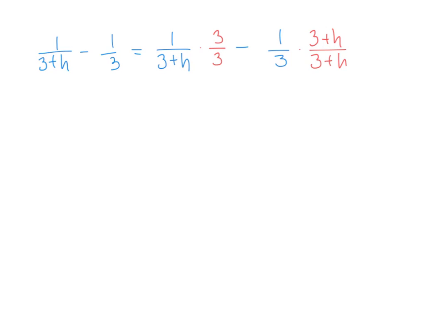For the first fraction, we need to multiply by 3 over 3. Remember that we're trying to multiply by something that's equivalent to 1 that gives us the appropriate denominator. So since in the first case we have a 3 plus h already in the denominator, we just need to multiply it by 3, and then we need to multiply the numerator by 3 so that we don't change anything. Similarly, for the second fraction, we already have the 3 in the denominator, so we need to multiply the numerator and the denominator by 3 plus h.